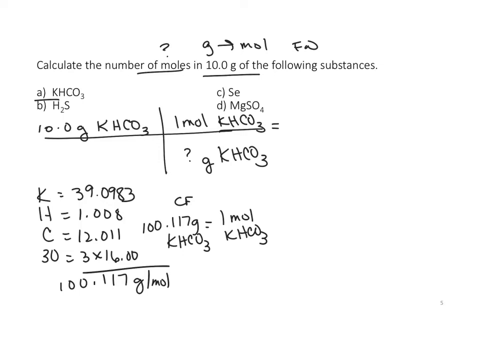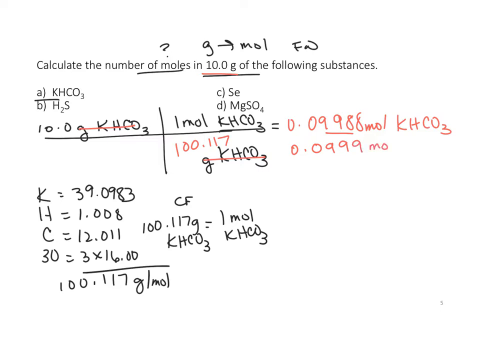So we can then put this number in right here, 100.117. And now you see that you take 10 grams divided by 100.117, you get 0.09988 mole, because these cancel out and you're left with mole of KHCO3. And then you say, okay, I need 3 significant figures, so 0.0999 mole is the answer for A.